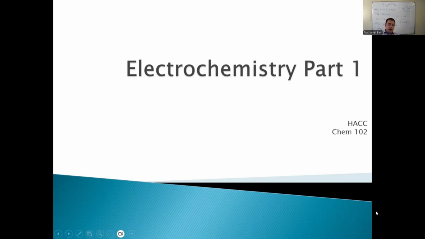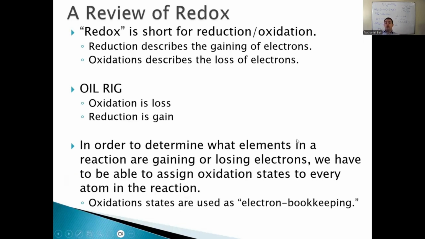In order to understand how batteries work, because they work via a redox reaction, we need to talk about redox reactions. We need to go over those in painstaking detail here. Redox is short for reduction oxidation. It's an abbreviation. And these two terms: reduction describes the process of gaining electrons, so an atom that gains electrons, and oxidation describes the process of losing electrons.